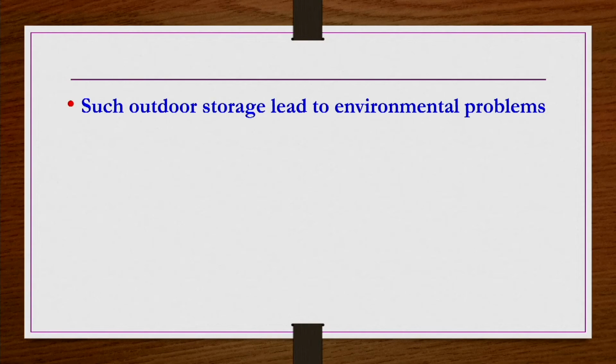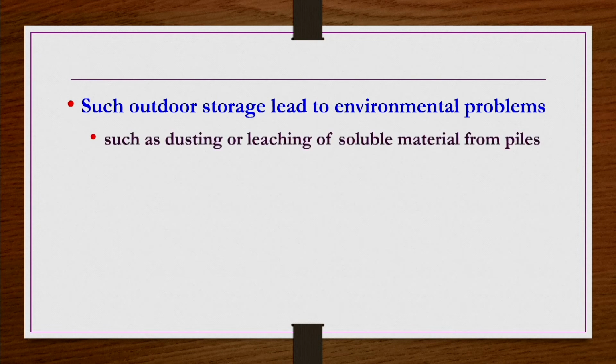However, such outdoor storage leads to environmental problems. One of the primary environmental issues is dusting. Another one is leaching of the soluble material or fines, and then getting into the earth surface, those kinds of things. So, what are the environmental problems, such as dusting or leaching of soluble material from piles? But however, this can also be controlled.